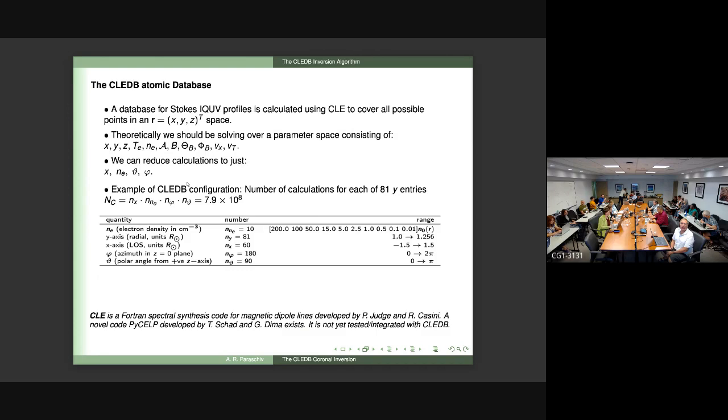So then you can do all of these calculations, write a database that has a couple of tens of million calculations, and then try to match your Stokes observations in 2 lines to this database. CLEDB works with 1 line also, but you're only going to get a line of sight component, not the full vectors.